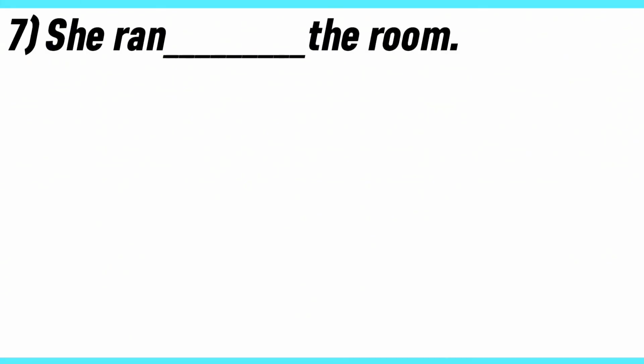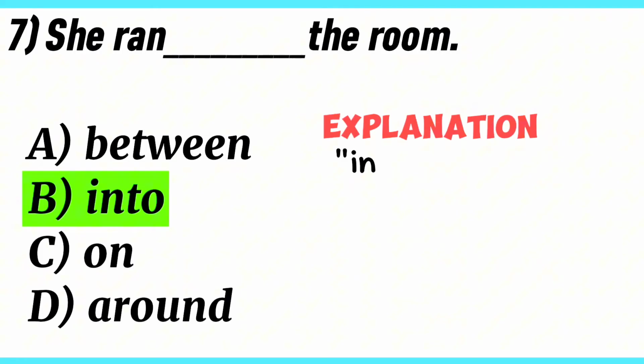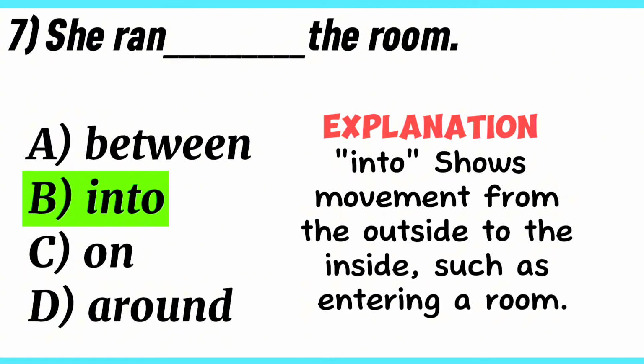She ran dash the room. The correct answer is option B, into. Explanation: into shows movement from the outside to the inside, such as entering a room.